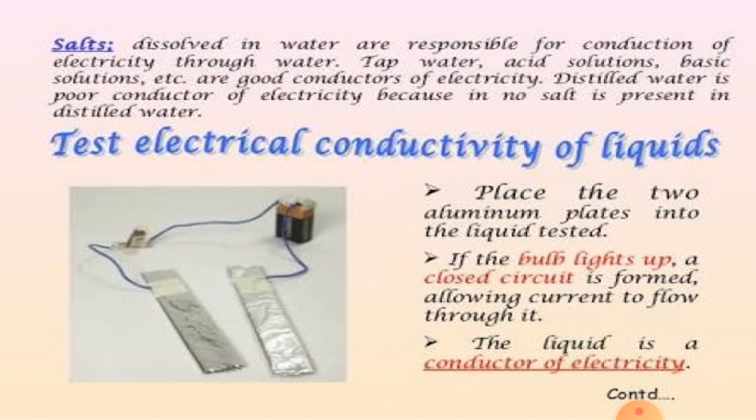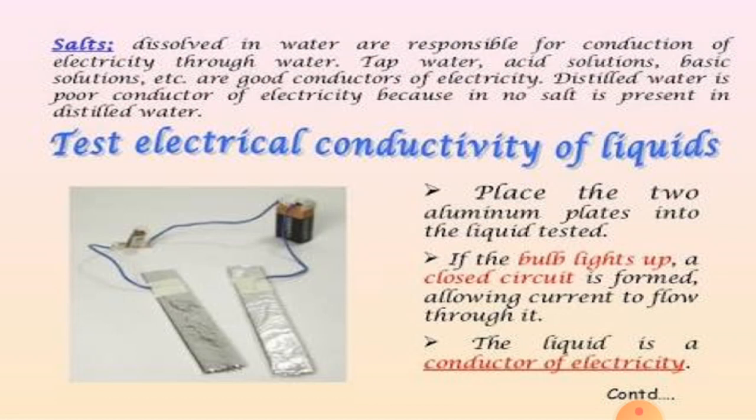So place the two aluminum plates into the liquid that is to be tested. Suppose some amount of liquid is given to you, and you are going to check whether the given liquid is a conductor or not. You can check it like this by using the electric tester, and there is one diagram given to you here. Place the two aluminum plates shown in the diagram.